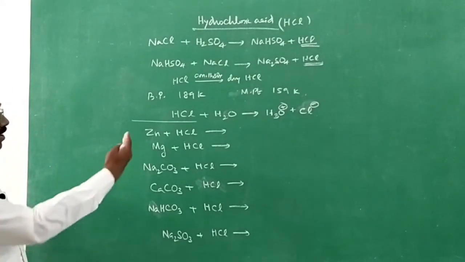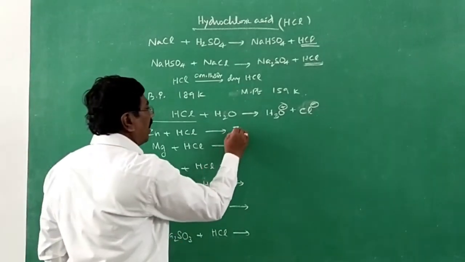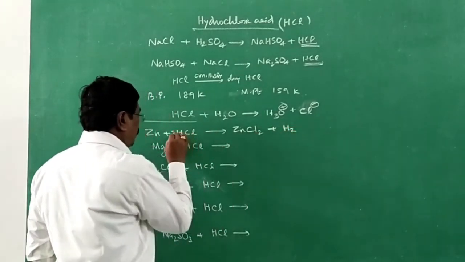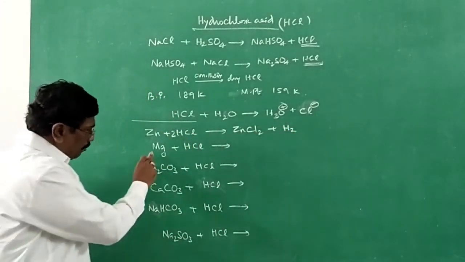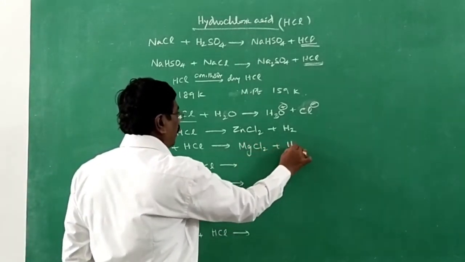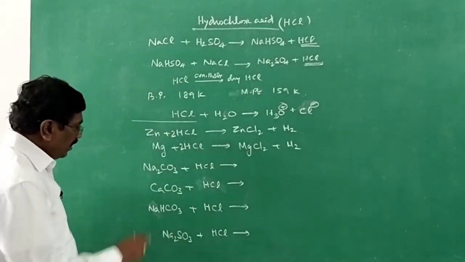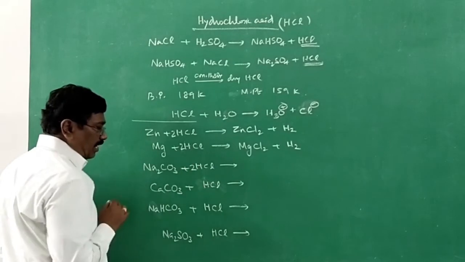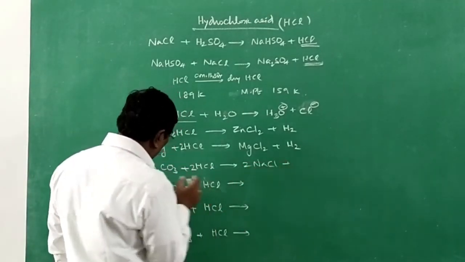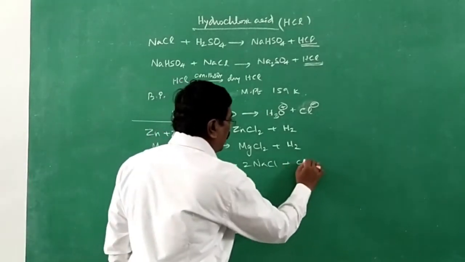So, have you completed the equations? Let's try. Zinc, valency 2, therefore ZnCl2 plus H2 from HCl. Balanced equation. Magnesium also having valency 2, therefore MgCl2 plus H2, hydrogen is liberated from HCl. Here, 2 sodium chloride we need, therefore 2 NaHCO3 with 2 HCl gives 2 NaCl. Carbonate gets decomposed to carbon dioxide, CO2, plus water. Carbon dioxide and water. That's all.